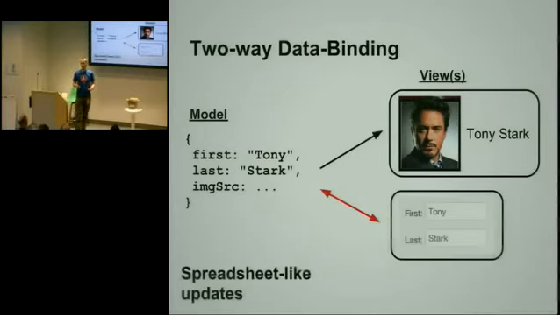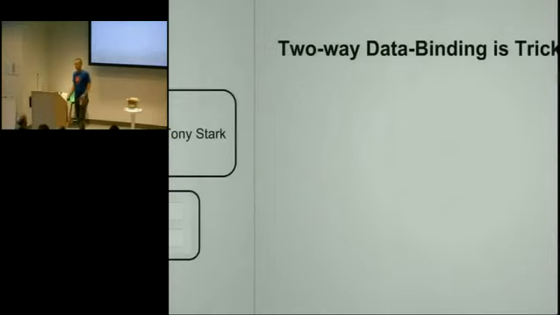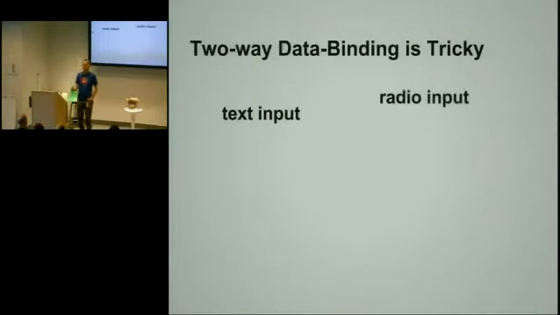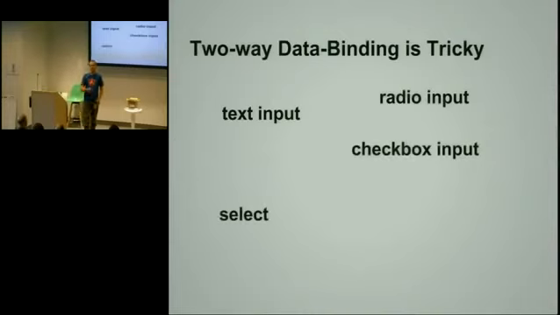So you really get this spreadsheet-like updates, which is really cool, and it's really easy to do and allows you to build very interactive applications with very little code. So two-way data binding is quite tricky, and the reason why it's tricky is because there are not only text input fields, but we also have radio input fields, we have checkbox input fields, we have select boxes, and select boxes where you can select multiple of them.